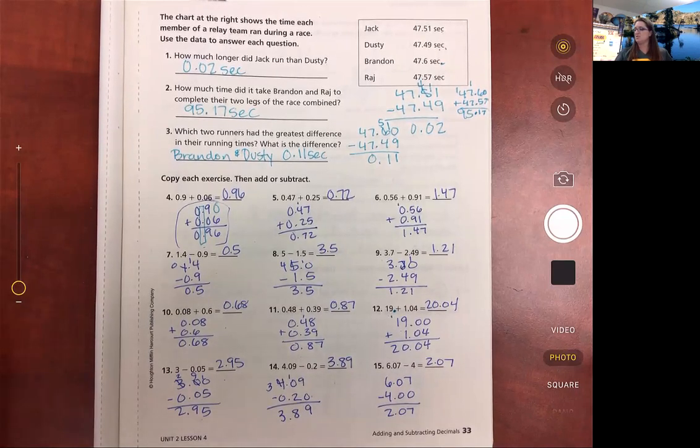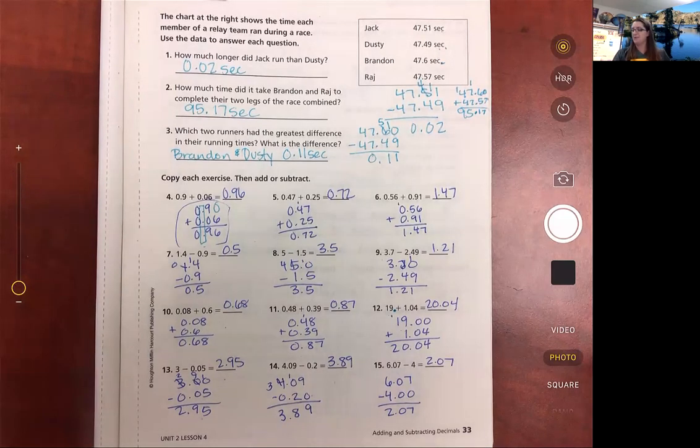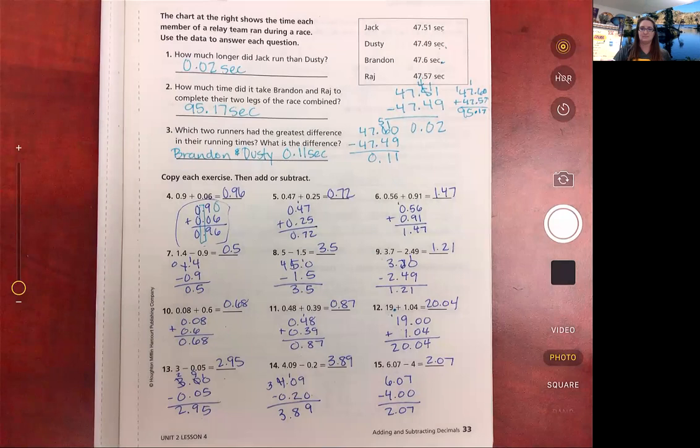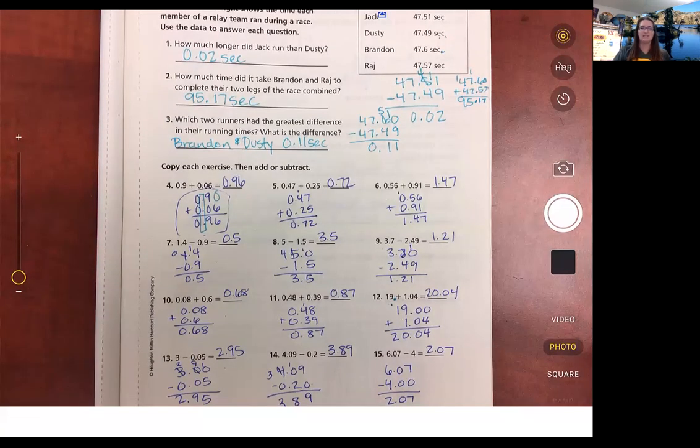Let me ask you guys this. Who had the fastest time in the race? Dusty. Brandon. Dusty. I heard some Dusties and some Brandons.